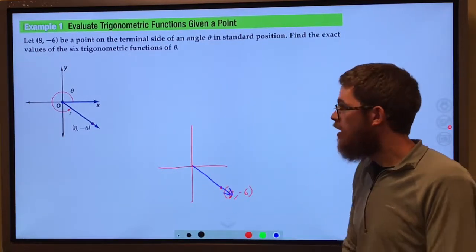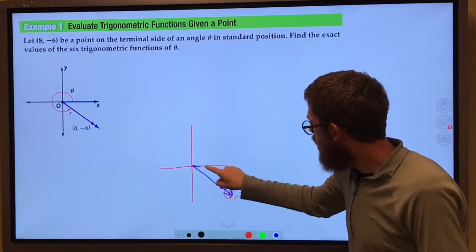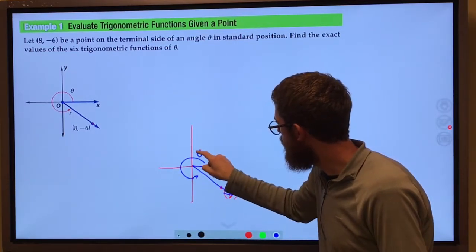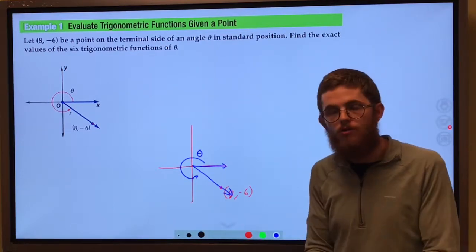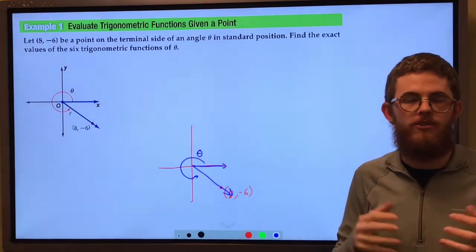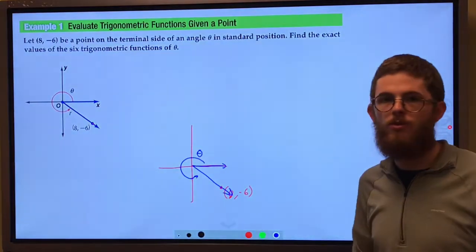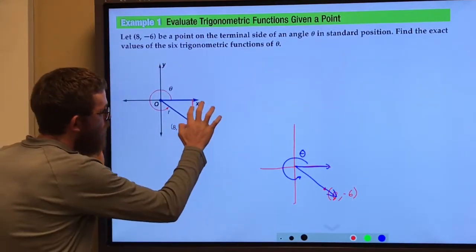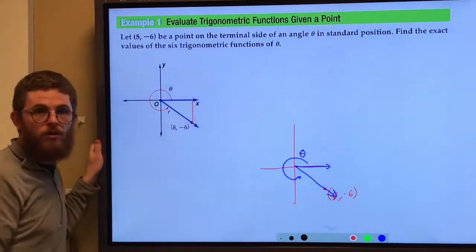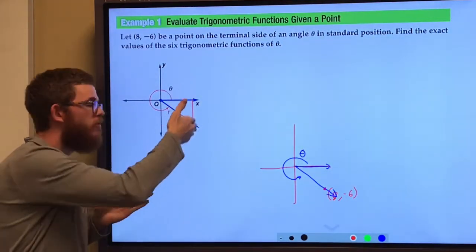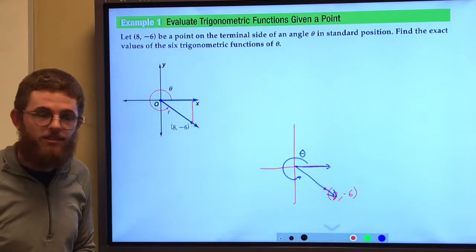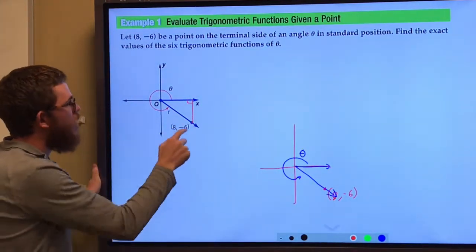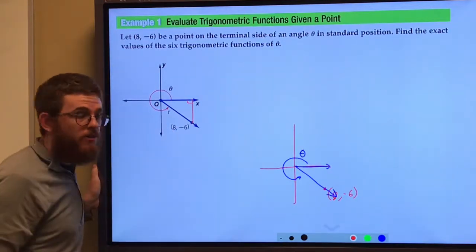We know our angle is this right here. And we want to find all trig functions for this angle. Well, it's a lot easier than it sounds. All right? This is what I would do. I would make this a right triangle. I would draw a vertical line going to the x-axis, and I would find all the sides of this right triangle.